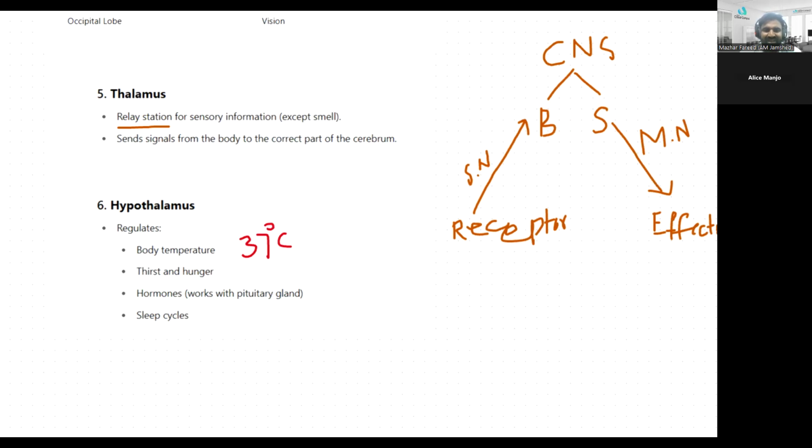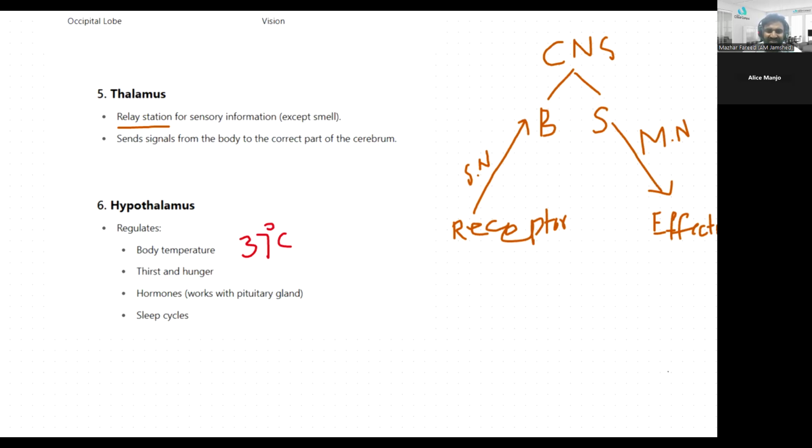Then the second role of the hypothalamus is to control thirst and hunger. When we feel thirst and when we feel hunger, the hypothalamus detects changes in our body and sends a signal, and then produces a response for drinking and eating something. So it controls thirst and hunger.